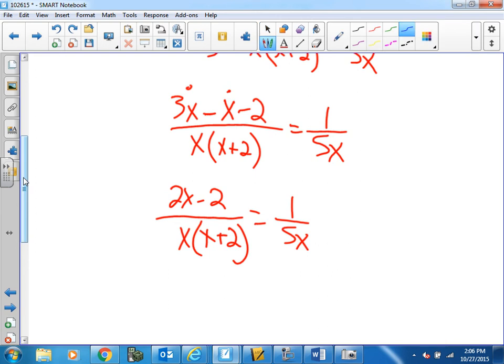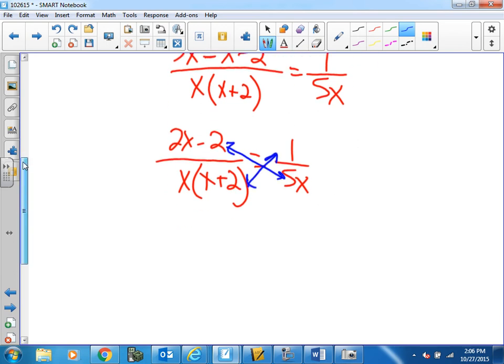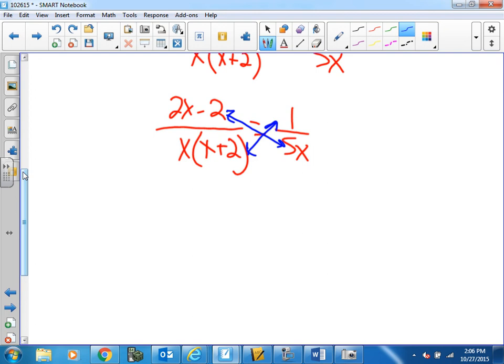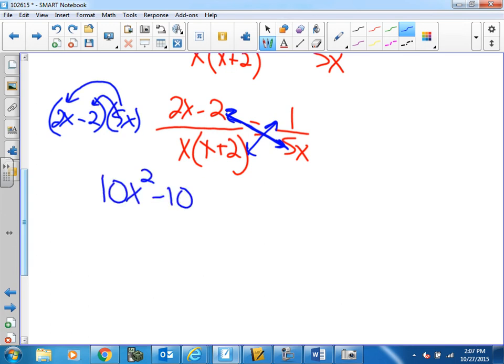Now we have two fractions. Now, those of you who like cross multiplying, you can go ahead and just cross multiply these, because you have one fraction equaling another fraction. So we're going to do this first part first. This is going to be 2x minus 2 times 5x. So be careful. It's 2x minus 2 times 5x. So that 5x goes here, 5x also goes here. So that's 10x squared minus 10x equals x times x plus 2.